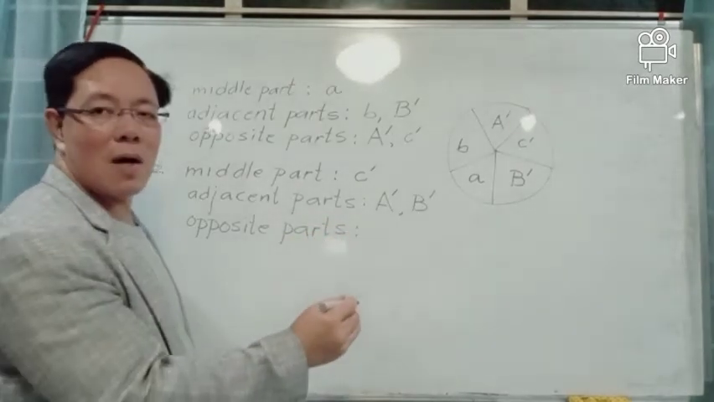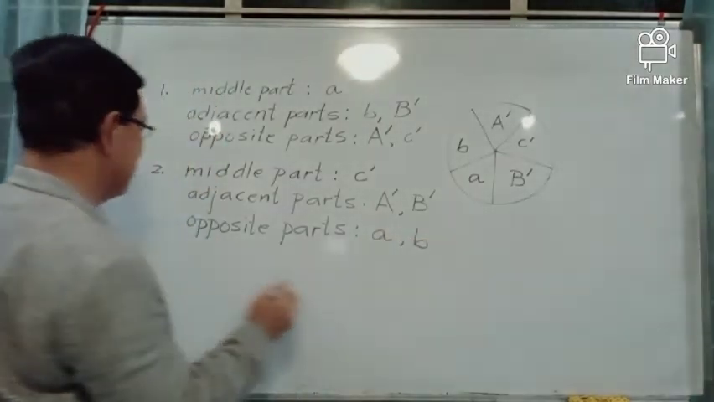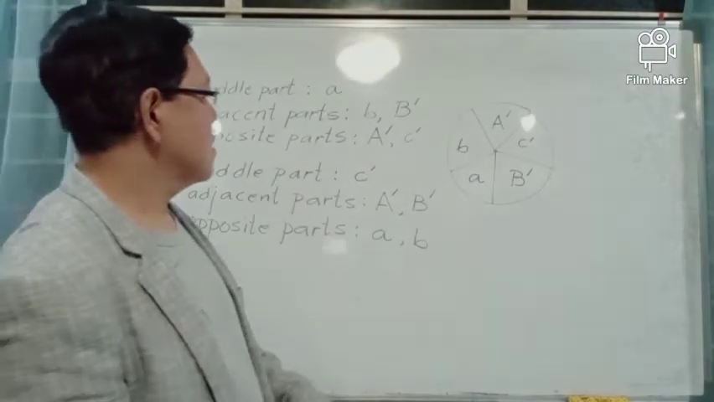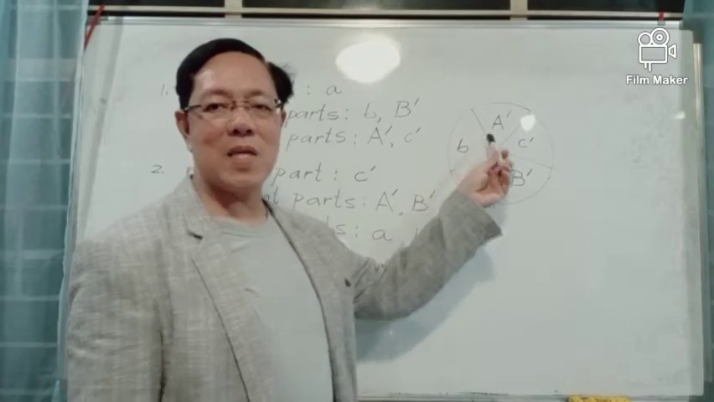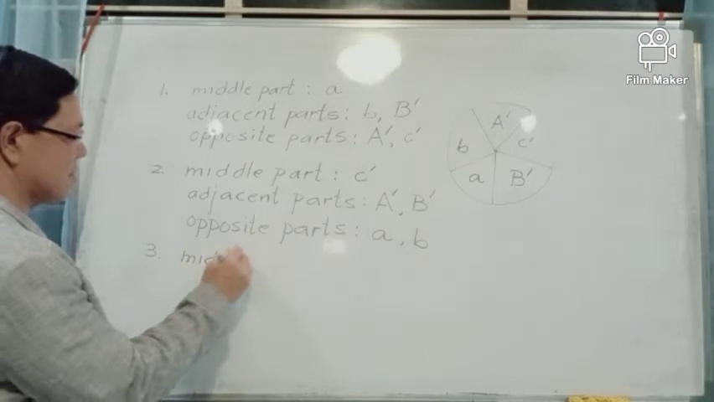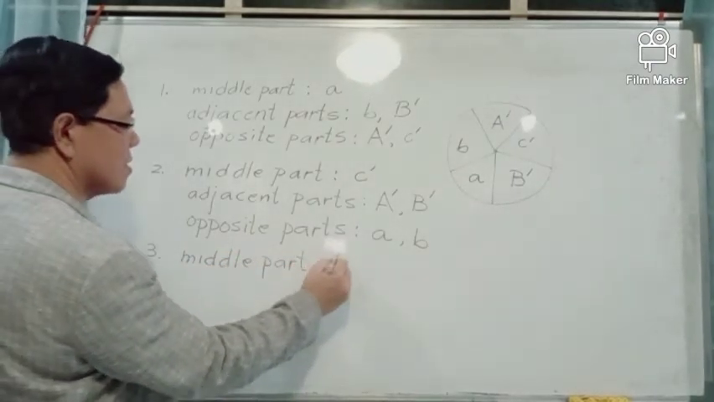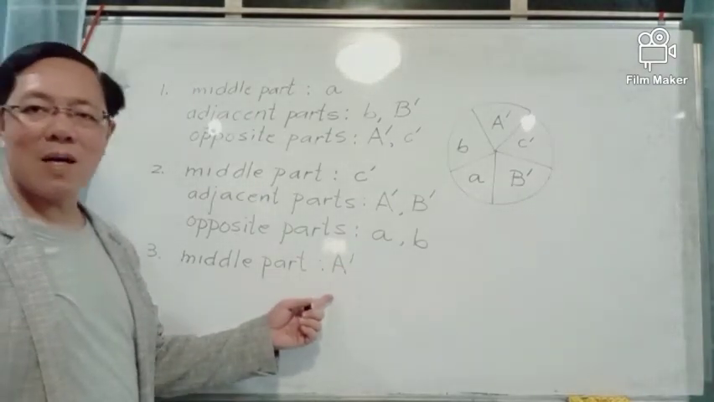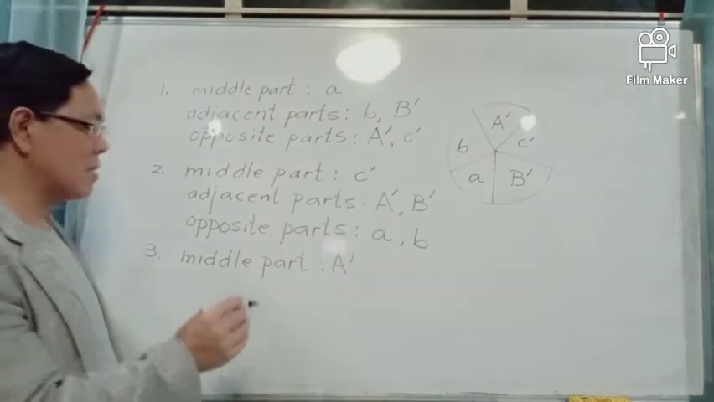Opposite parts now are the sides small a and small b. Another example, suppose we take complement of A as the middle part. We write middle part. The middle part is the complement of angle A. Angle A is one of the unknown angles in the right spherical triangle we had earlier.